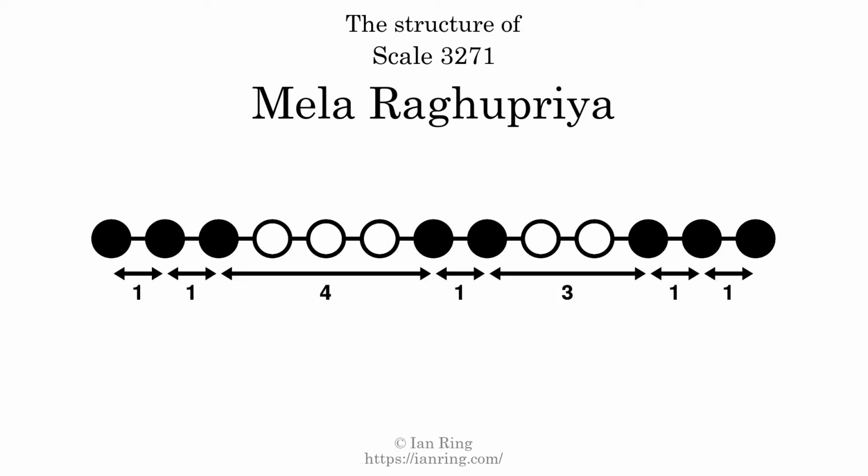The structure of a scale is a description of the interval distance between each successive tone. This scale has a structure of 1 1 4 1 3 1 1.